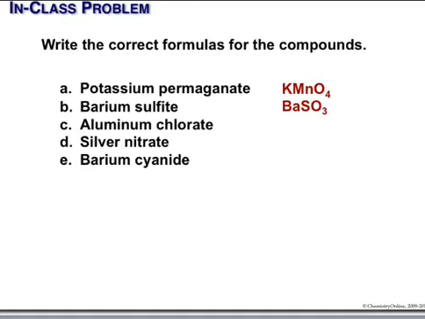Now think about how you're going to write this. It's ClO3, and we need 3 of them. What you're going to do is take the entire polyatomic ion, put it in parentheses, and then show that we have 3 chlorates per aluminum.